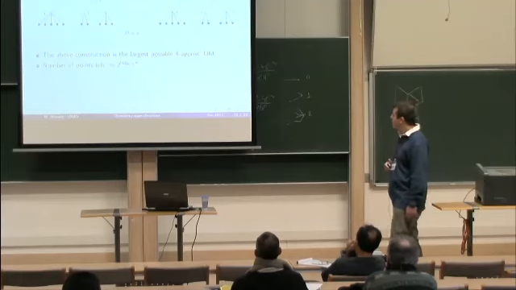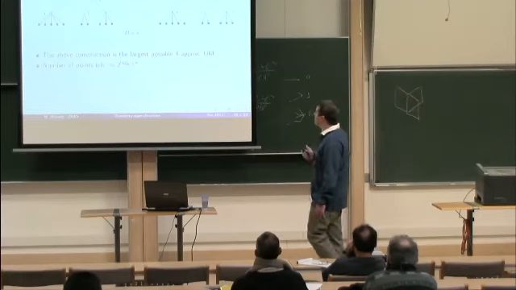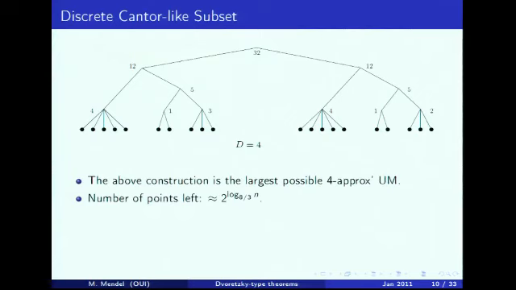This is the largest possible construction of an ultrametric in this case, and you see that the number of points left is roughly 2 to the power of log n base 8 over 3. This is just because at each step the size of the interval decreased by a factor of 3 over 8, and the number of intervals multiplied by a factor of 2.